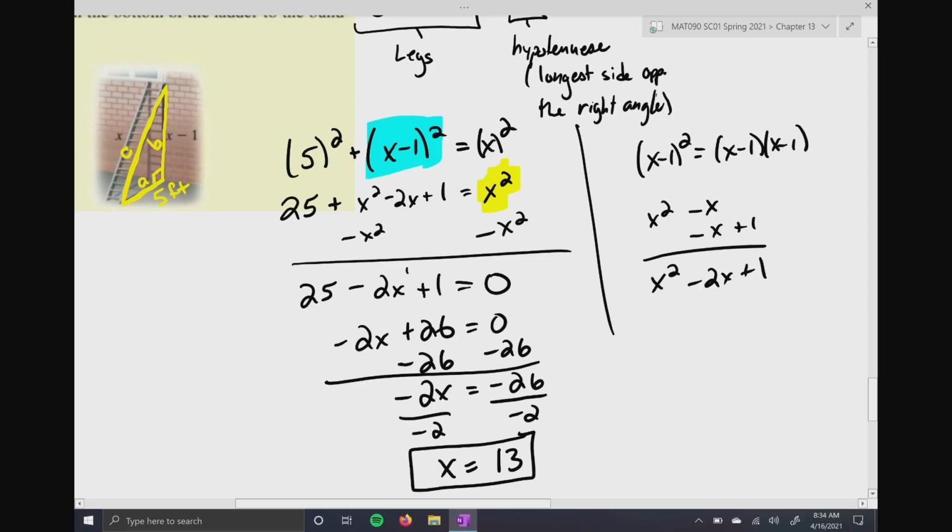So the length of the ladder, which I'm going to redraw the picture directly below, the length of the ladder is 13 feet. The distance from the bottom of the wall to the top of the ladder is 13 minus 1, or 12 feet. And the distance from the bottom of the wall to the bottom of the ladder, it was given, is 5 feet. Are there any questions?